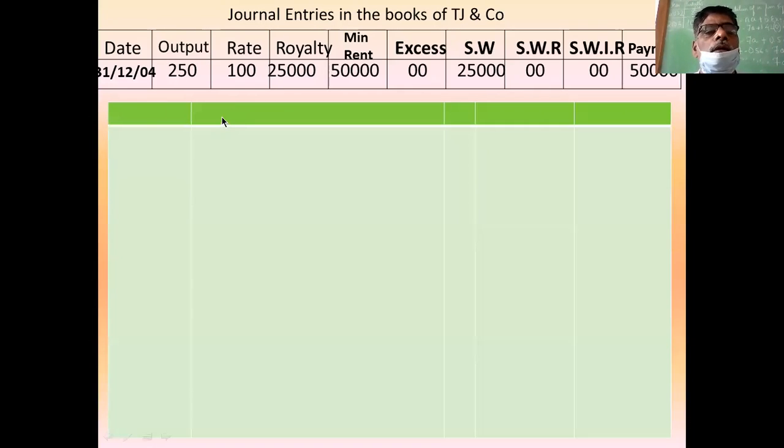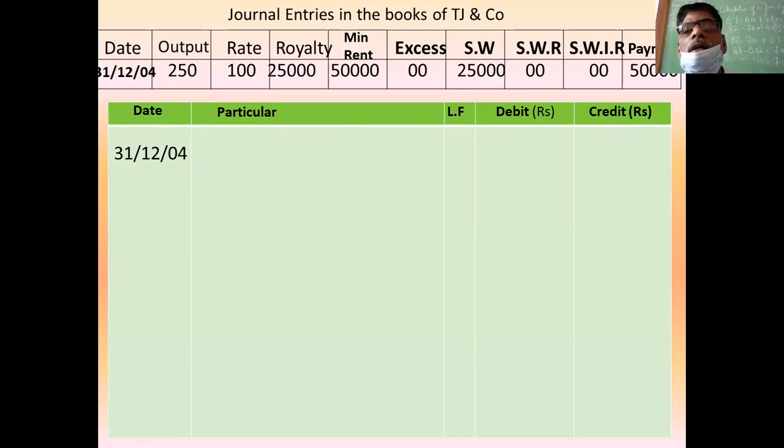First year: date, particulars, LF, debit, credit. You write the date, first year end date. You see here, in the first year, there is 25,000 SW. The same three entries you pass. Whatever you debited, you credit, and whatever was credited is to be debited. I'll write the journal entry, adding this SW. This SW is to be added in the first entry. SWR, second; SWIR, third entry. If there is an amount, you add short working. SW is to be added in the first entry.